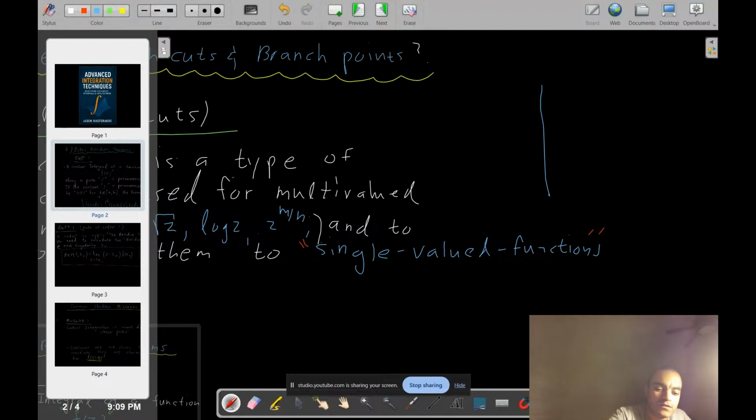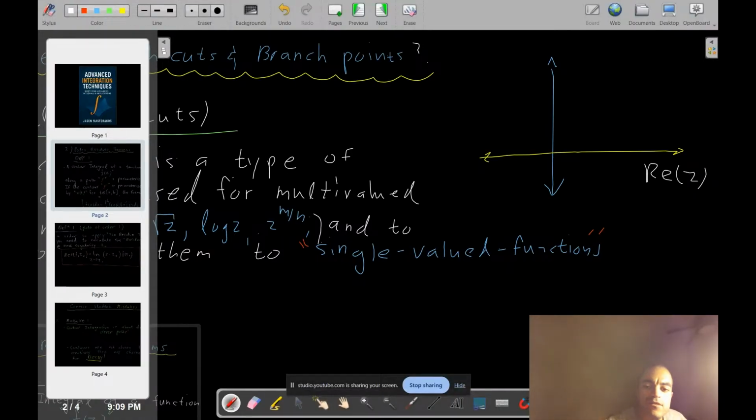So I have a graph here on the right-hand side. Here is my graph. Obviously, this branch cut has to be on the complex Argand plane, where you have a real and imaginary axis for a complex number. So real of Z, and imaginary of Z.